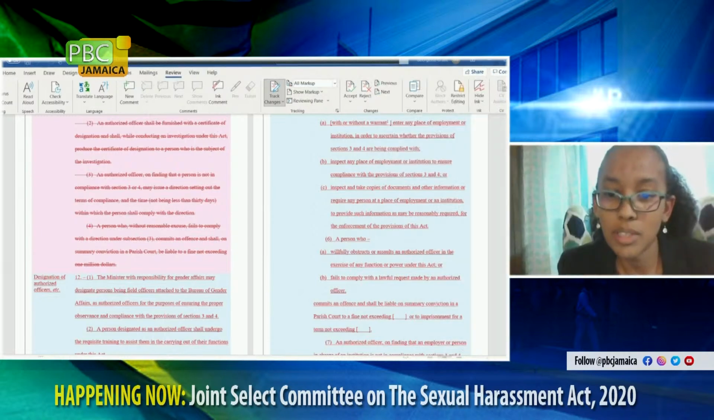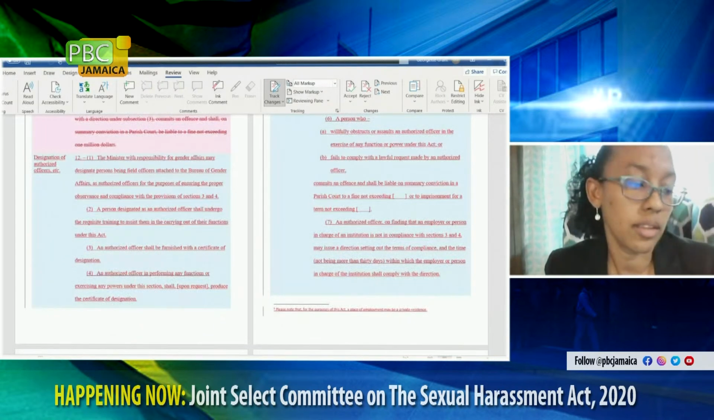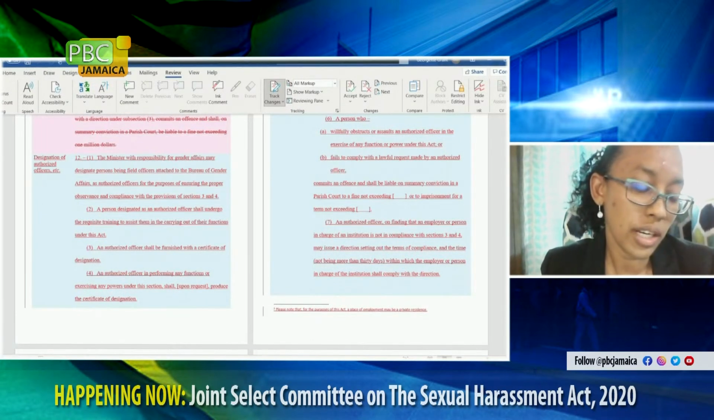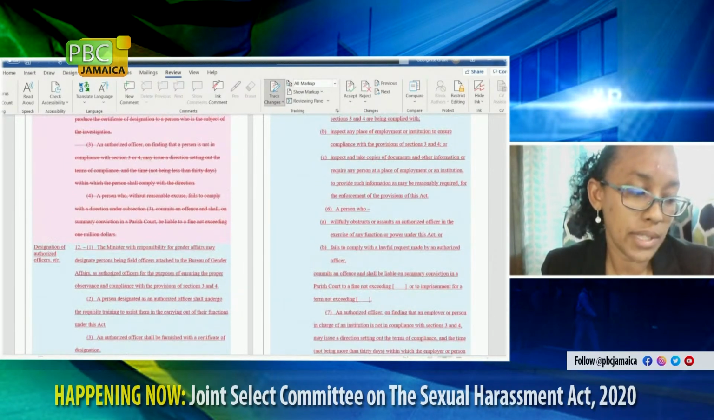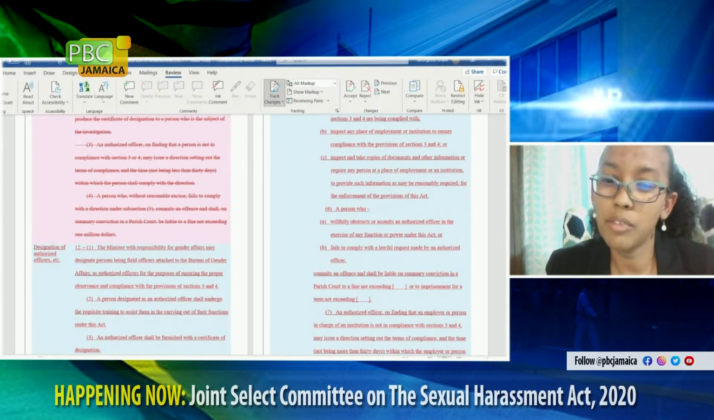Sorry, Mrs. Sullivan, can I just make one more interjection? Sure. Okay, for paragraph 5C, where we talk about inspect and take copies of documents and other information, if you could just carve out a provision to exempt, because we can't just make persons copy documents that are subject to legal professional privilege. So we just need to have some kind of carve out there, some kind of wording just to exempt those documents.